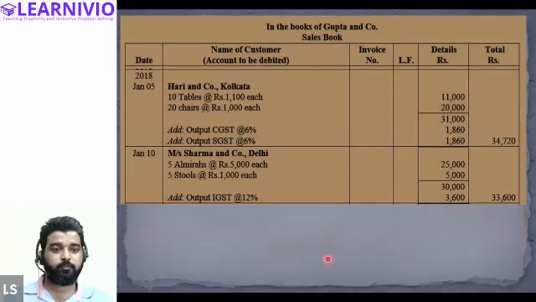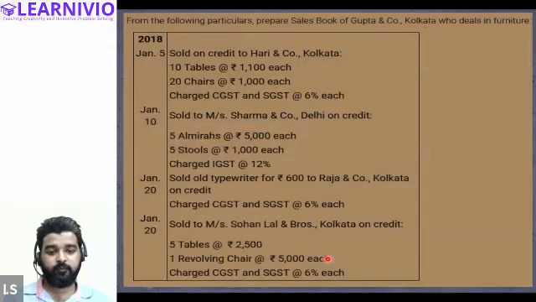So there is one important thing in this question, that we won't be recording the transaction that has taken place on January 20. Are we recording this transaction? No, sir, because it's a typewriter and it's not a type of furniture. Correct, because Gupta and Company does not deal in typewriters. Gupta and Company deals in furniture. Therefore, the transaction relating to the typewriter cannot be considered as a transaction related to goods. Hence, it will not be recorded in the sales book. All other transactions will be recorded in the sales book.